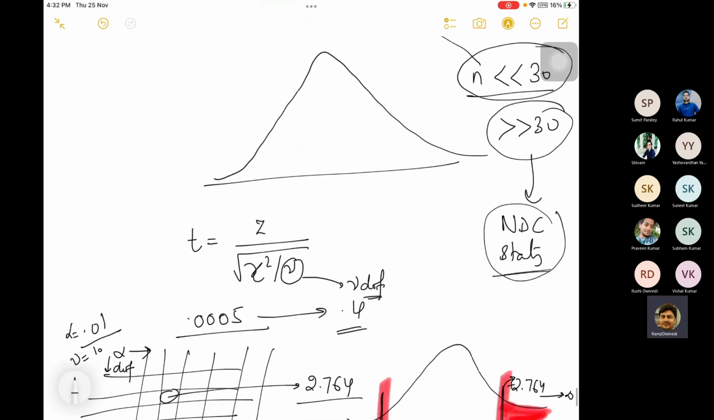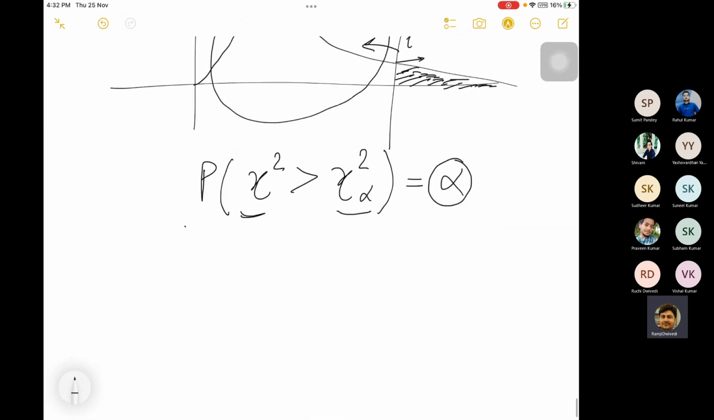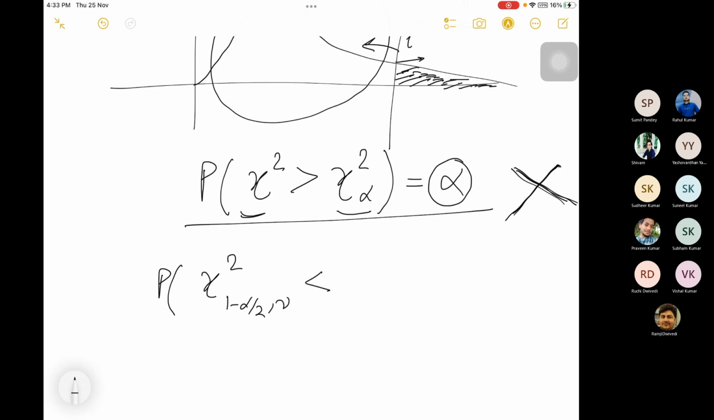So if you write your probability level like this, the answer would be wrong. You will not be able to state it this way. How do you write it? Again, chi square 1 minus alpha by 2 comma mu is equal to 1 minus alpha.